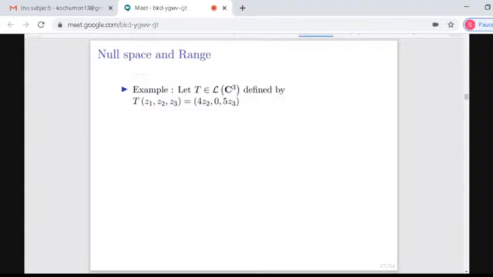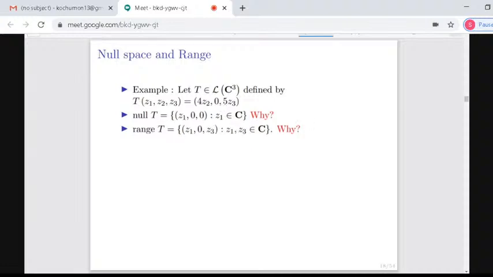One more example. Take this example in C3, T defined on Z: T of (Z1, Z2, Z3) is (4Z2, 0, 5Z3). Z2 has come here, you should notice that. If you look at this operator, you should verify that the null space is the first coordinate, with the second and third coordinates being 0, that subspace is the null space. And the range of T is the first and third space. These things you have to verify.